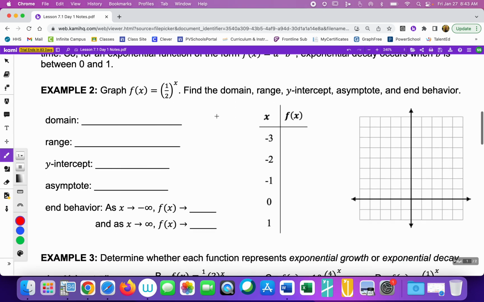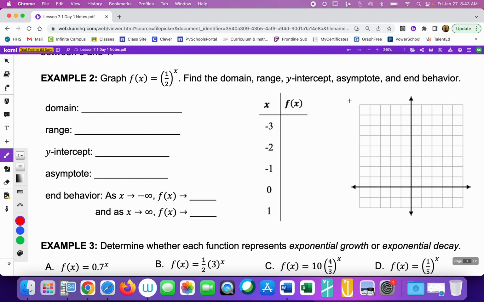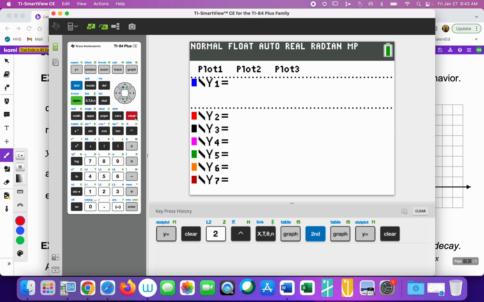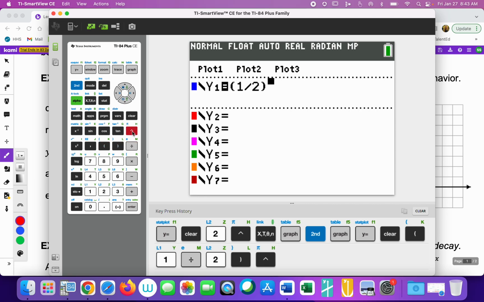All right, so I want to remind you of something when we graph these in the calculator. Go back to your y equals and clear that out. That base is a fraction. Now, could you change it to 0.5? Yes, but if that was a 1/3, what you're going to want to do is put parentheses, 1 divided by 2, close the parentheses, then raise it to the x power like that. Now, since 1/2 is a finite decimal, you could do 0.5 if you wanted to.